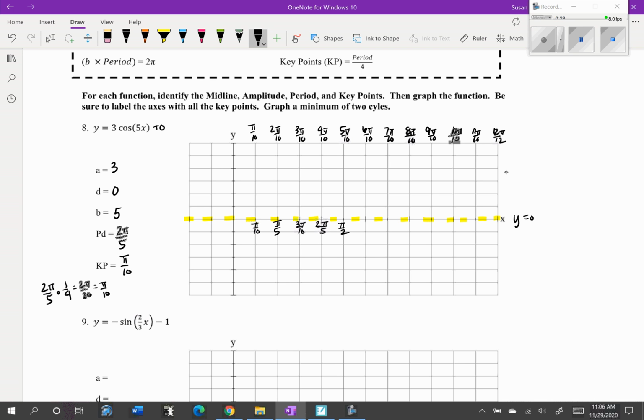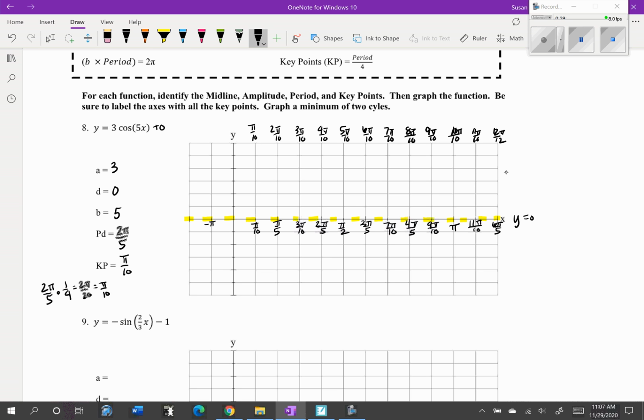And then 6 pi over 10 becomes 3 pi over 5. And then 7 pi over 10. And then 8 pi over 10, 4 pi over 5. 9 pi over 10. 10 pi over 10 is, of course, pi. 11 pi over 10. And then 12 pi over 10 is 6 pi over 5. So all I did was reduce those values.